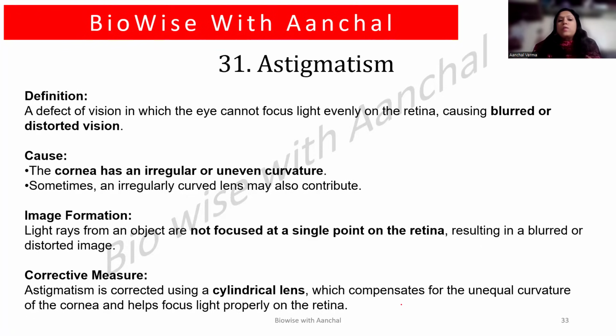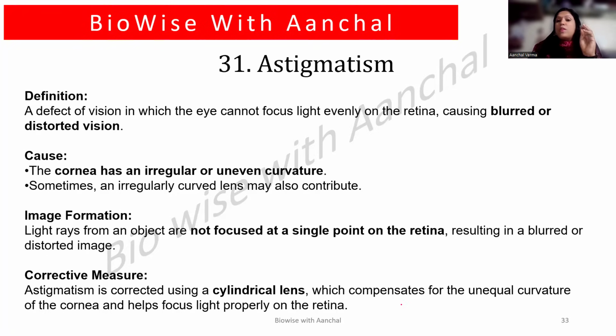Okay. Next one is astigmatism. Astigmatism is basically the eye cannot focus light evenly on the retina, causing blurred or distorted vision. Now, the cornea has an irregular or uneven curvature in this case, and sometimes the lens is also irregular. So all the image points are different in different places. So you can see some things and sometimes you cannot see the other things.